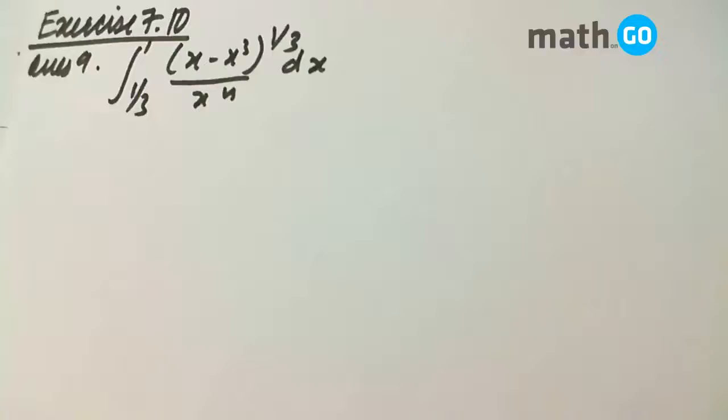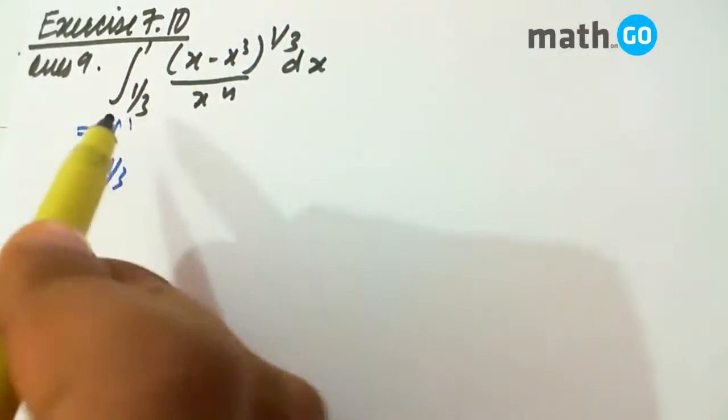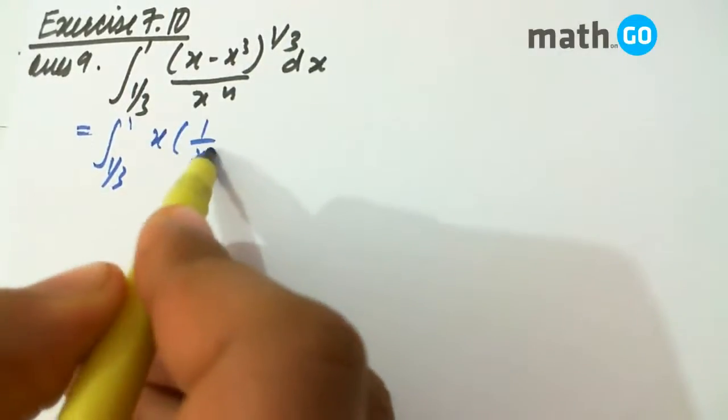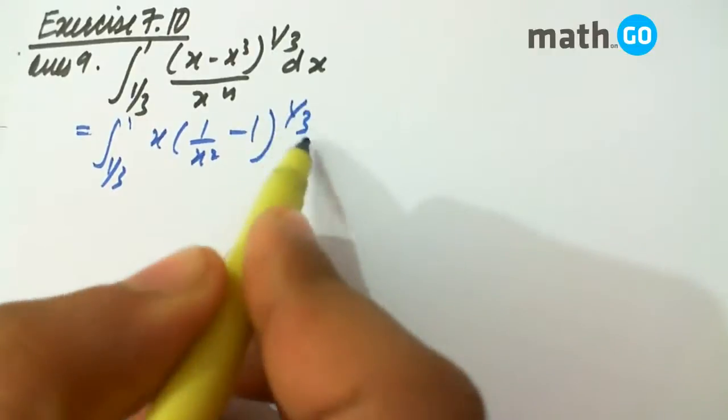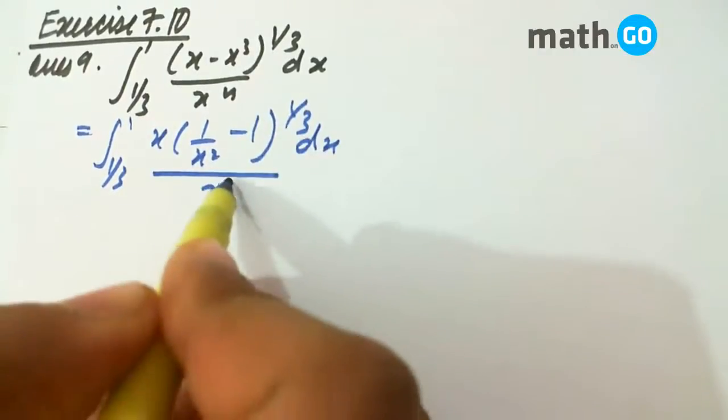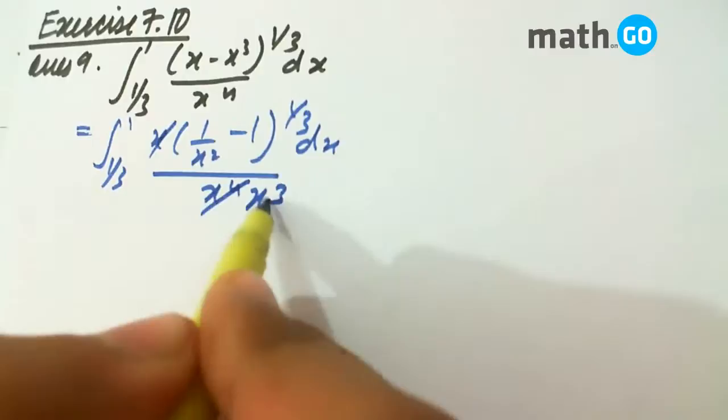Exercise 7.10, question number 9. Definite ka question hai. First of all, we'll proceed as we did in indefinite. So, isme se agar x cube we take out, then we are left with x. This expression becomes x cube.